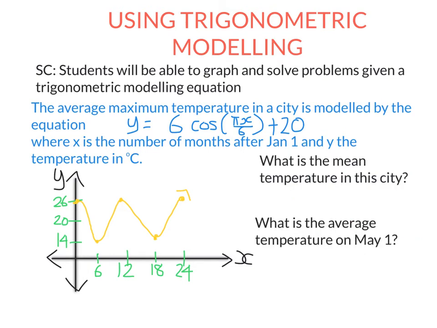So let's answer these questions here. What would be the mean temperature in the city? Well, that would just be the mean position of this graph, which is 20 degrees. So that's a really easy question. It's degrees Celsius because we said y was in degrees Celsius.